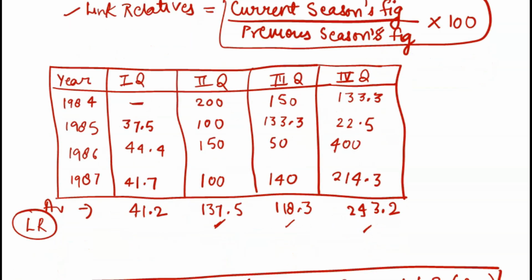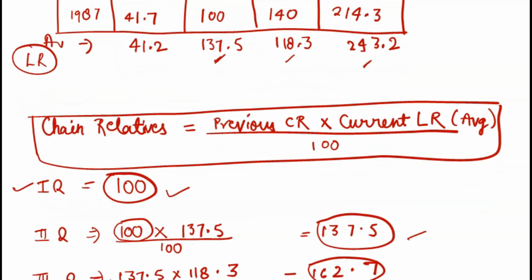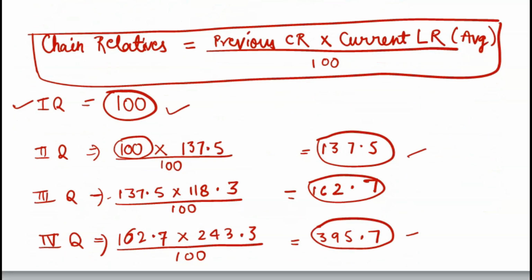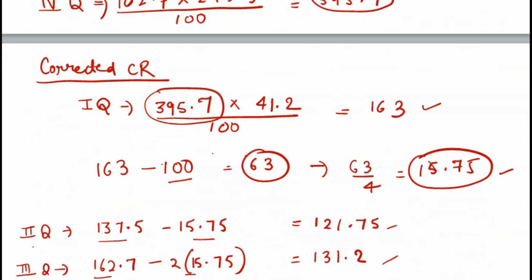Now the average of link relatives we will find out, and after that chain relatives we will find out, because for chain relatives we need link relatives. So chain relatives: previous chain relative multiply current link relative divided by 100. In the formula itself it says previous chain relatives, which we don't have, because we are finding the chain relatives only. So for the first quarter we will take it as 100 only. Then for the second quarter we will find it accordingly as per the formula. Then corrected chain relatives, because the first one we have taken as 100.